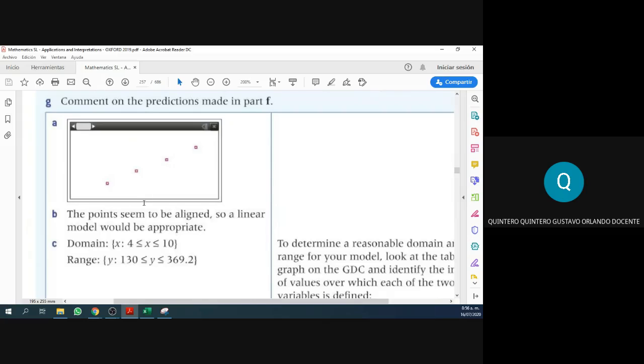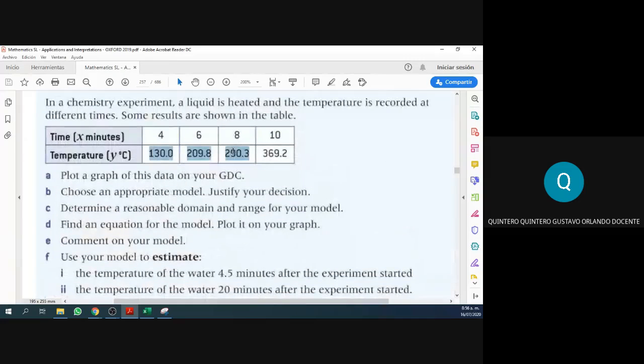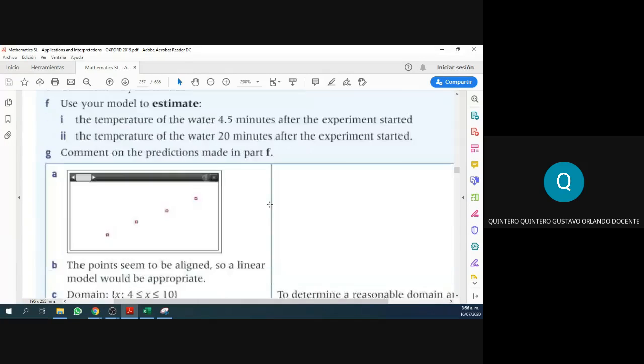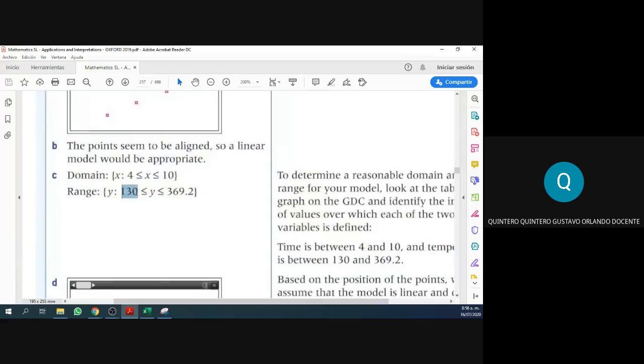What about the range? Okay, so the range is going to be from the lowest y to the biggest y. We have those in here again. So our range will be 130 to 369.2. There it is.